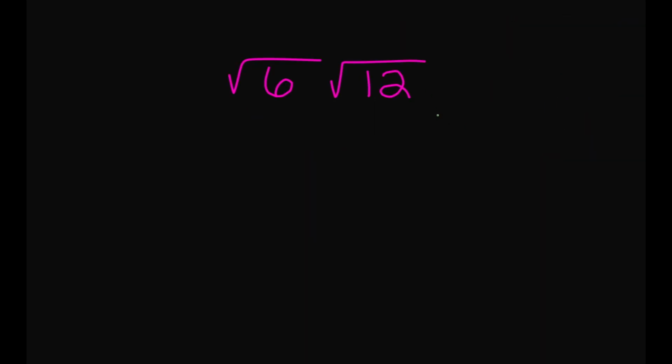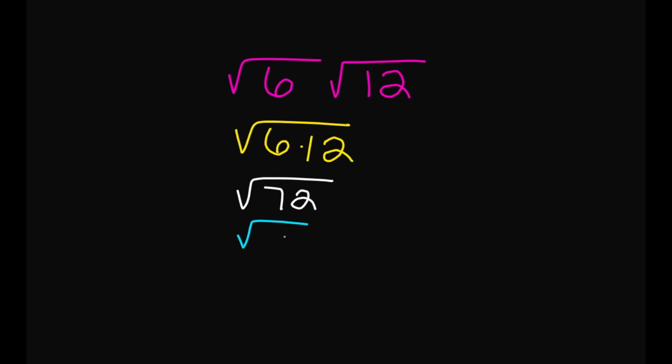The square root of 6 times the square root of 12. We are going to multiply 6 times 12. 6 times 12 is 72. Now we're going to simplify the square root of 72 into the square root of 9 times the square root of 8. We have our square root 9 here. And my 8, we can simplify this further because we have the square root of 4 times the square root of 2. And now we're going to solve.